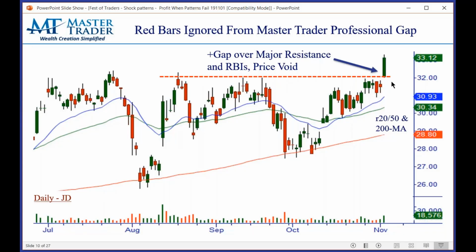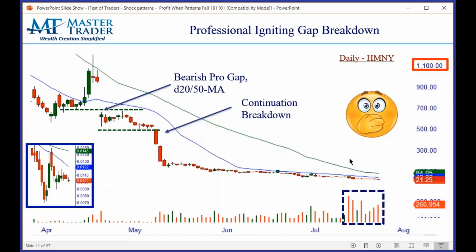We gave this to our subscribers. Same concept as the other one. Two red bars here at resistance. It gaps up, no tail, and we buy, I think it was a 15-minute high yesterday. So yeah, you're going to get the flavor of these.